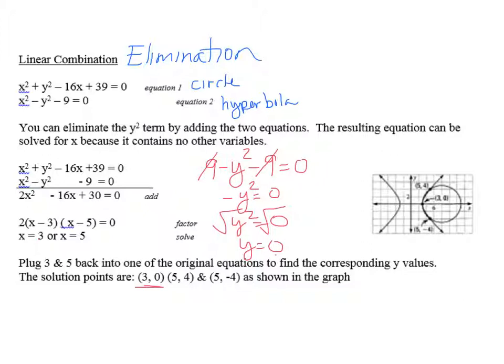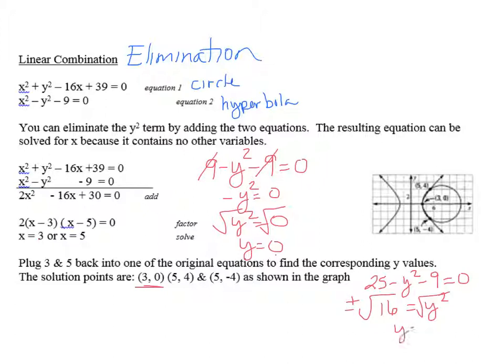Let's look at the 5. When you plug the 5 back in, I'm going to come down here, so it's going to be a 5 squared, so that's 25, minus y squared minus 9 equals 0. I've got a 25 and a -9, that's going to get me a 16, and I'm going to add the y squared to the other side. Square root both sides. Don't forget that plus or minus. That'll be important for us today.